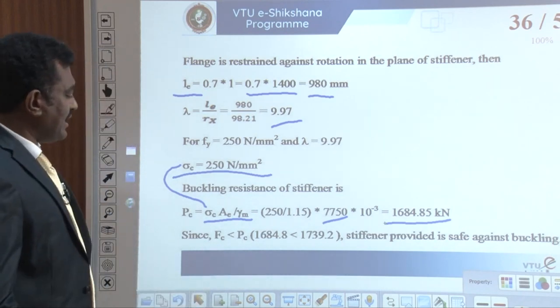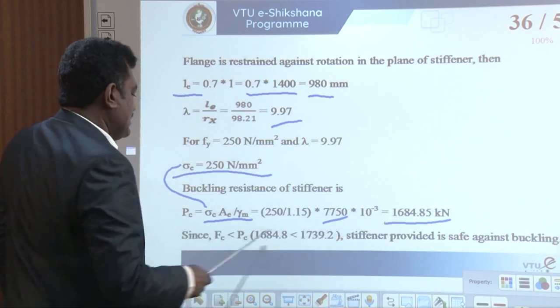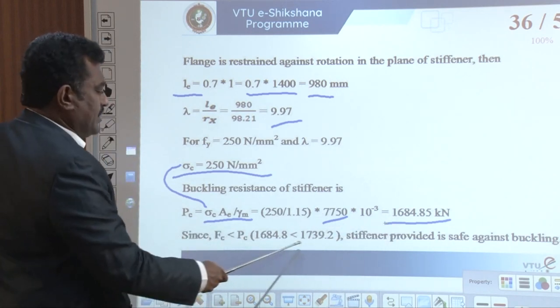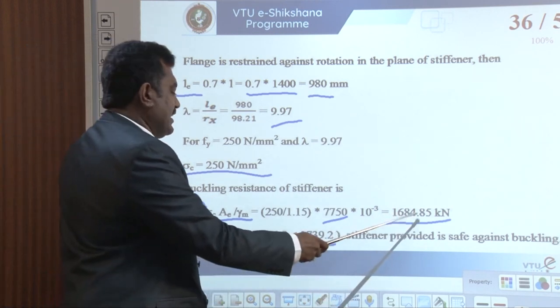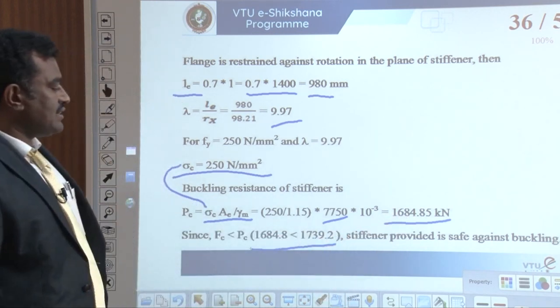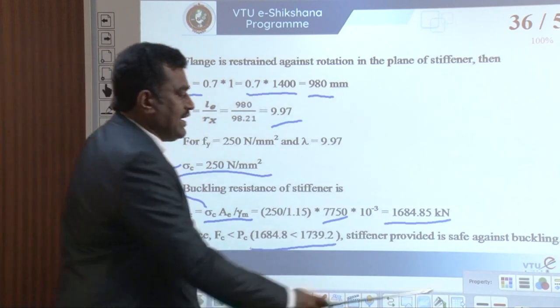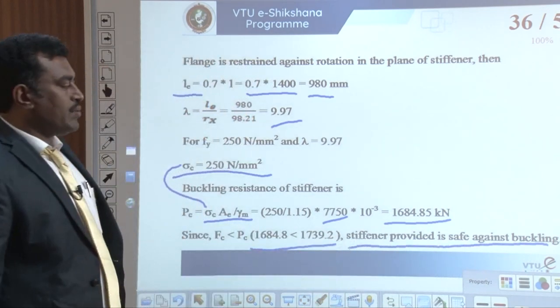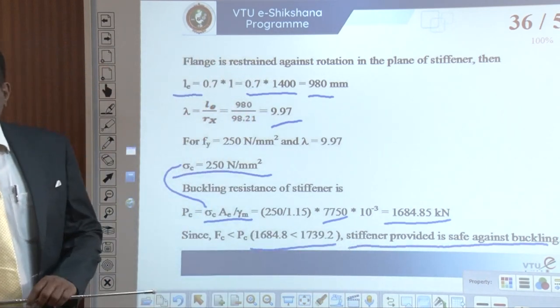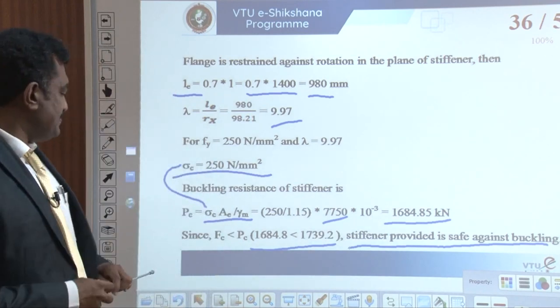Since Fc is smaller than Pc, you see this one, Pc is greater than Fc. 1684.85 is smaller than 1739.2. The stiffener provided is safe against buckling. Therefore, the stiffener provided is safe against buckling. Fc is smaller than Pc.